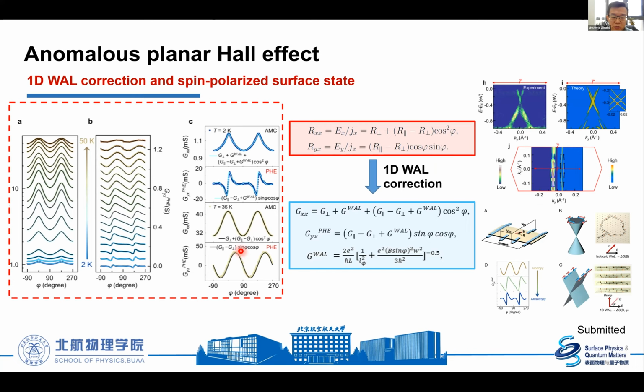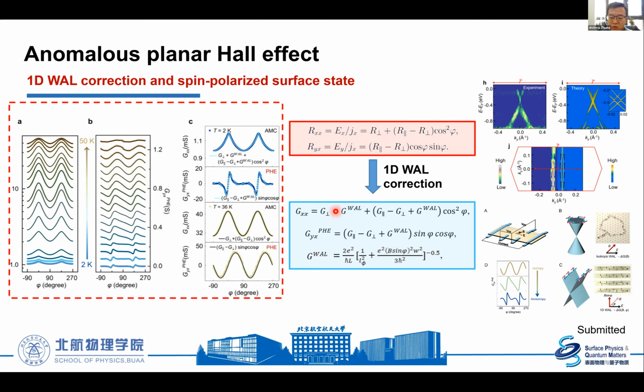At low temperature, we see the distortion happens here. The temperature region of the distortion agrees well with the temperature region of weak anti-localization. In this case, we think the weak anti-localization correction plays a role in the observation of the distortion. So we modify the formula after considering the contribution of weak anti-localization.